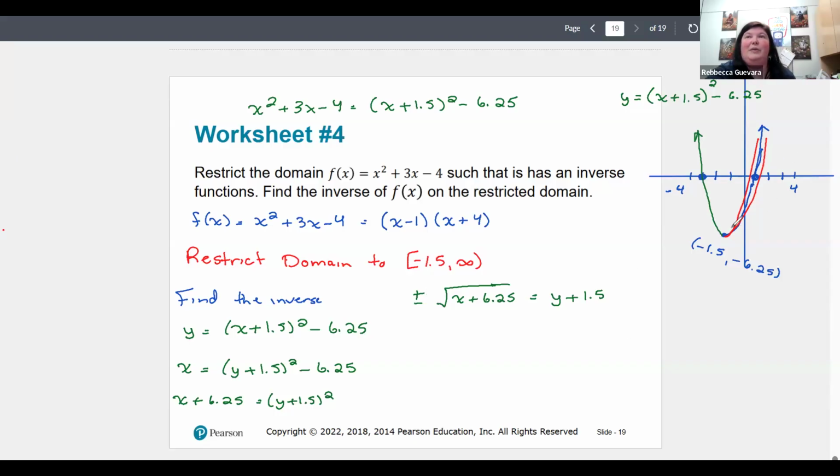Now, because I'm only keeping this side, we know what the graph is going to look like if I do that inverse. We would get this. So we're only keeping positive values again. So we're just keeping the positive square root of x plus 6.25 equals y plus 1.5. Then I just subtract that, and I get y is equal to the square root of x plus 6.25, minus 1.5.